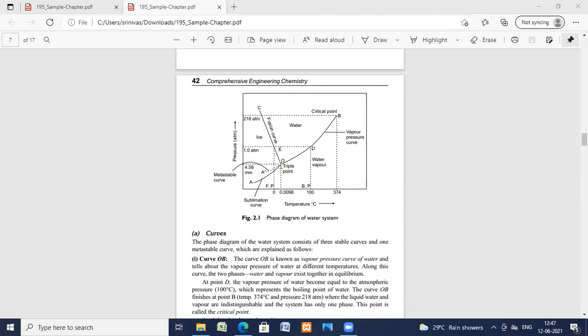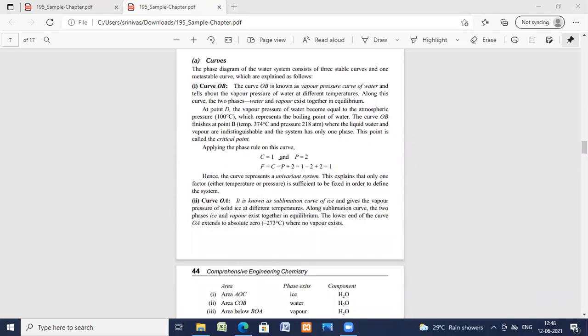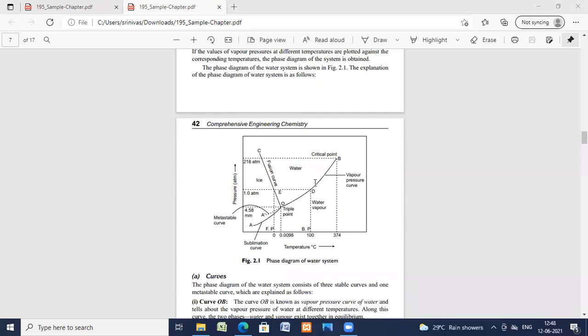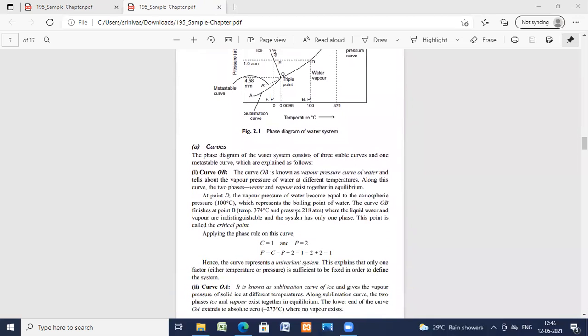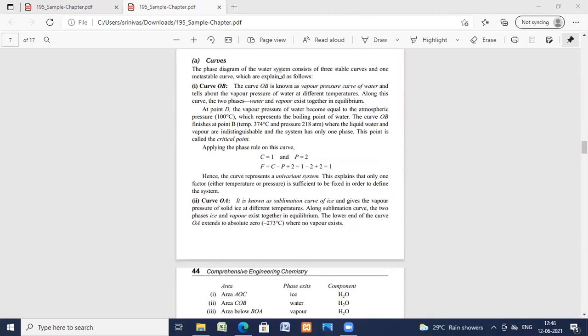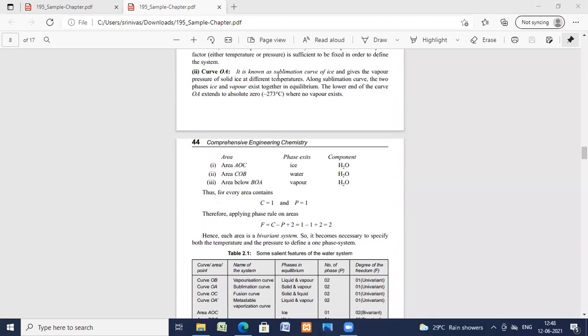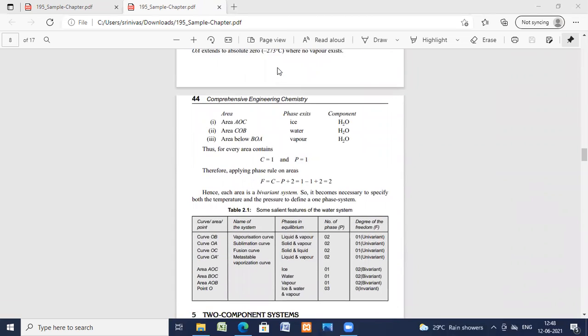OB is the vapor pressure curve. This is the fusion curve. This is the sublimation curve. And this is the metastable curve. This is the triple point. Now you know that for these curves you have a univariant system, for these areas you have a bivariant system, and a non-variant system at O. And the salient features for this water system are given as follows.